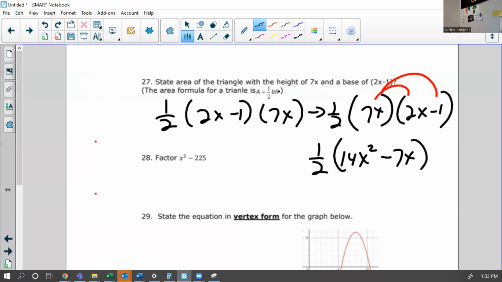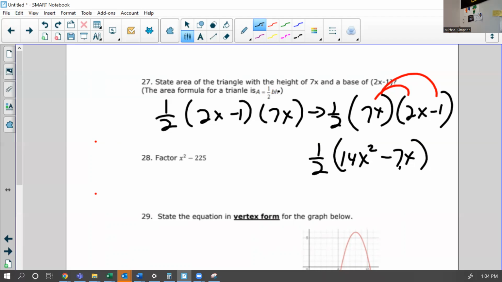That's it. You can multiply by the 1/2. Well, if you do that, you're gonna have a fraction right here, because 7 divided by 2 is 3.5. So just leave that as 1/2 times 14x squared minus 7x. All right. That's number 27.